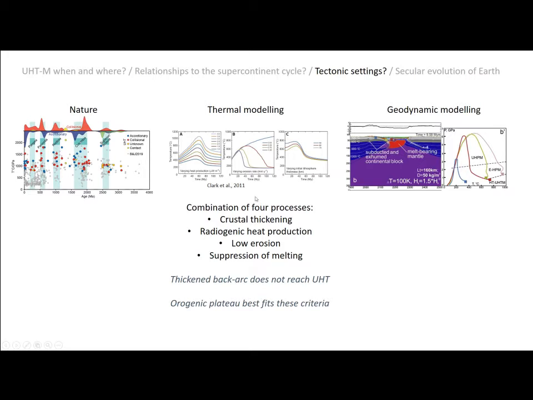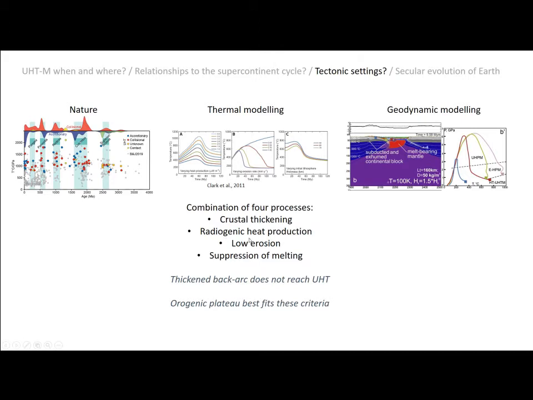This is a crustal thickening model, and they showed a combination of processes helped to get to UHT conditions, namely burial of rocks of high radiogenic heat production, low erosion rates, because these keep hot crust at depth, and suppression of melting, because melting buffers crustal temperatures. They showed that thickened back arcs do not reach UHT conditions, and the orogenic plateau best fit these criteria.